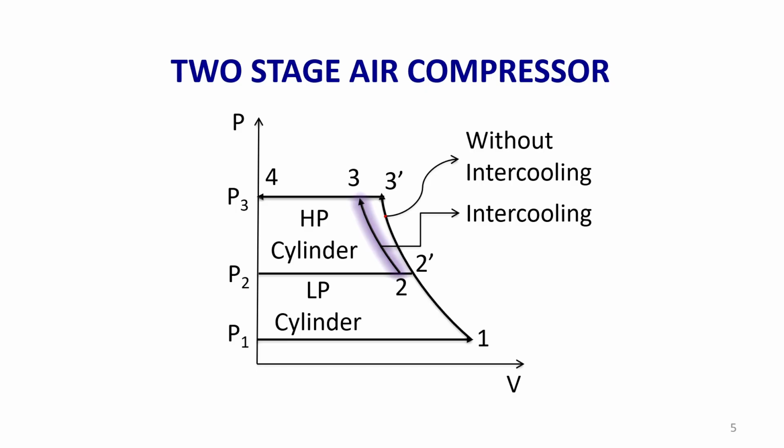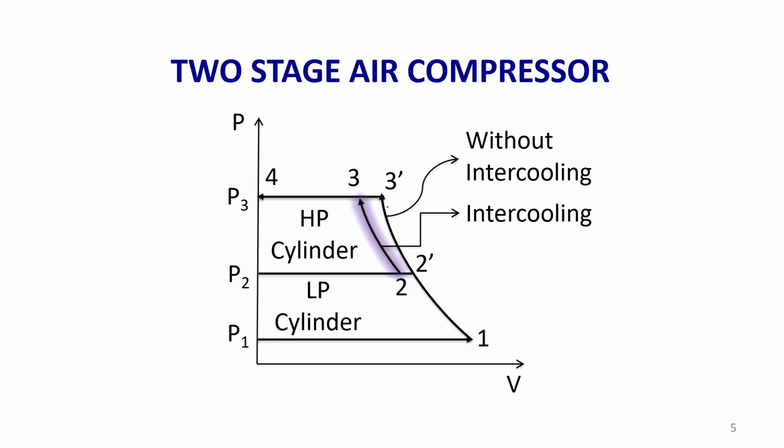So, here without intercooling is this one and with intercooling is this one. So, the purple color portion which is shown here represents the net work saved because of the two stage compressor with intercooling. This shaded portion represents the net savings in the work that is required to drive the compressor.